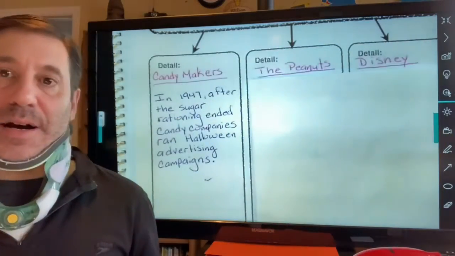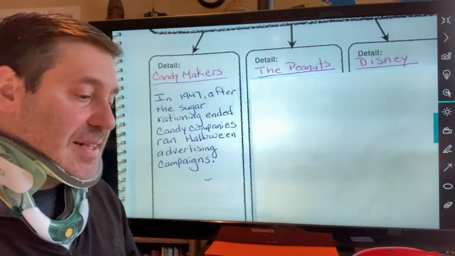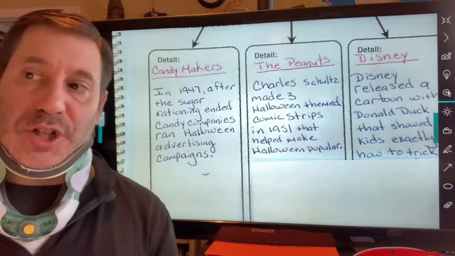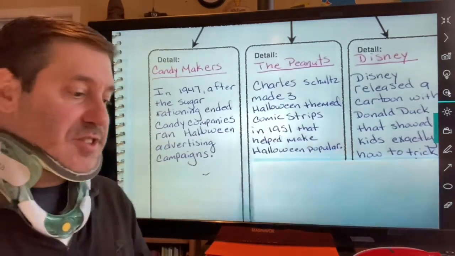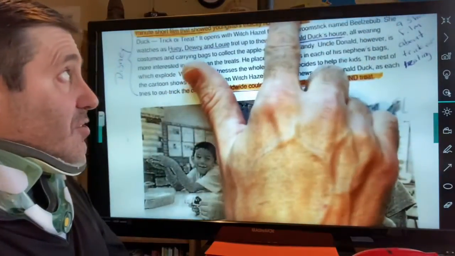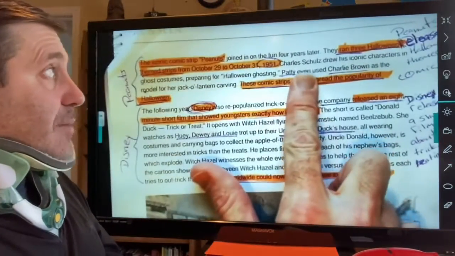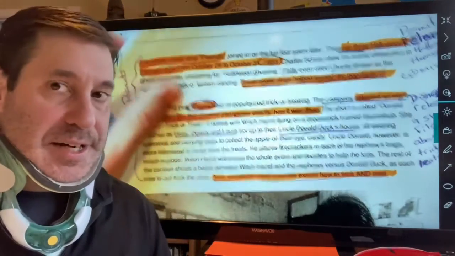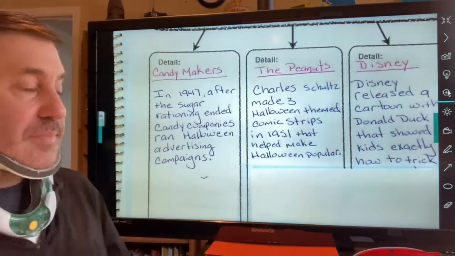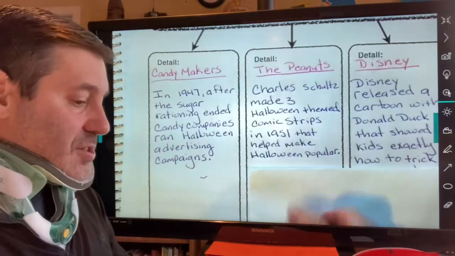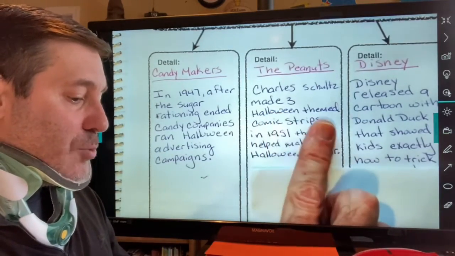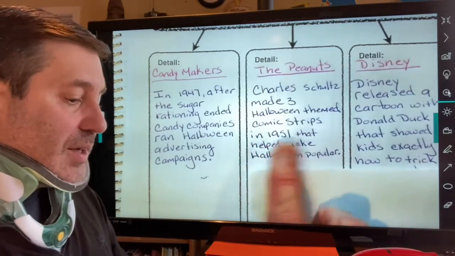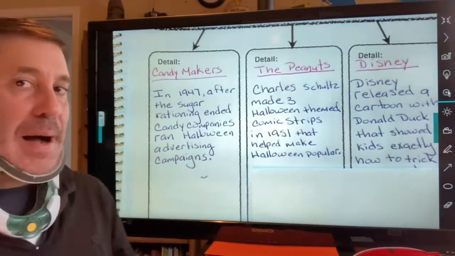And so now, in my graphic organizer, my detail would read like this. I said Charles Schulz. Now, I used Charles Schulz's name because the article uses Charles Schulz's name, and he's the guy who draws the Peanuts comics. All right, so I used his name. Charles Schulz made 3 Halloween-themed comic strips in 1951 that helped make Halloween popular.